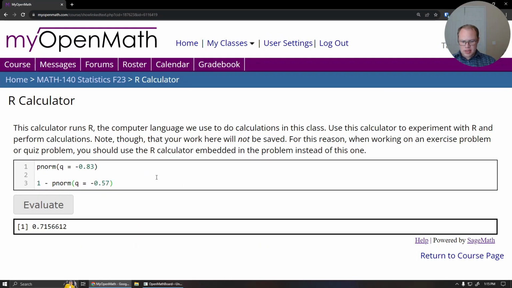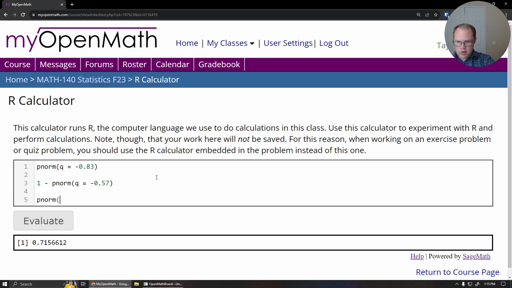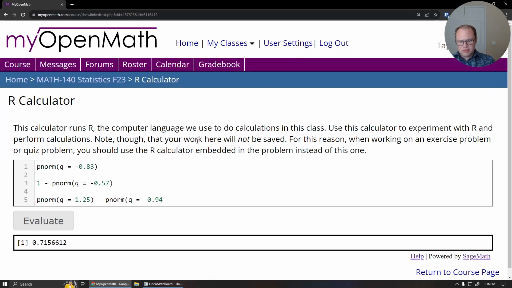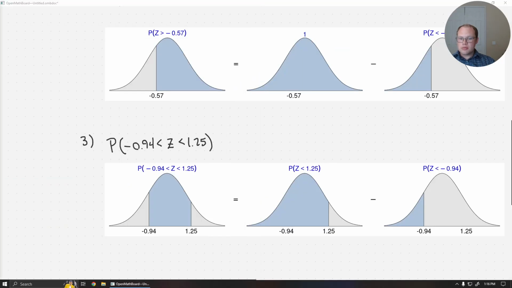So for this, that will be p-norm, q equals the bigger value. So that calculates the probability to the left of 1.25. But then I want to subtract out anything that's to the left of the smaller value. I don't want anything that's left of negative 0.94. And that's 0.72074414.